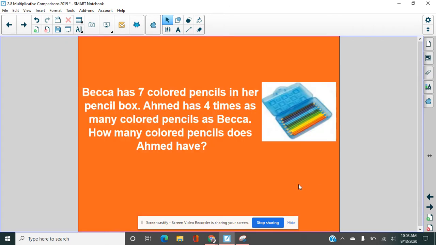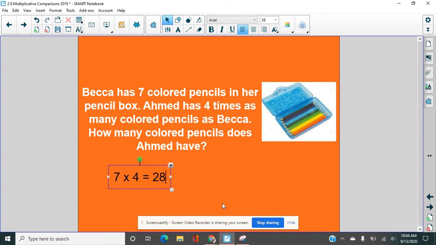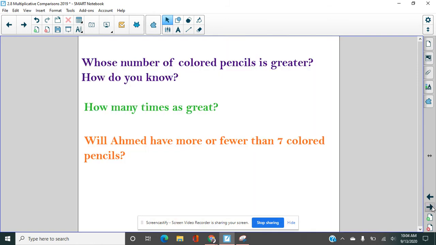All right, here's one for you to help me with. Becca has 7 colored pencils in her pencil box. Ahmed has 4 times as many colored pencils as Becca. How many colored pencils does Ahmed have? All right, so let's write a multiplication problem. What multiplication problem, include the answer, should we write here? Okay, so she has 7 colored pencils. He has 4 times as many, and the answer would be 28. Okay, this is what you should have had. 7 times 4 equals 28.